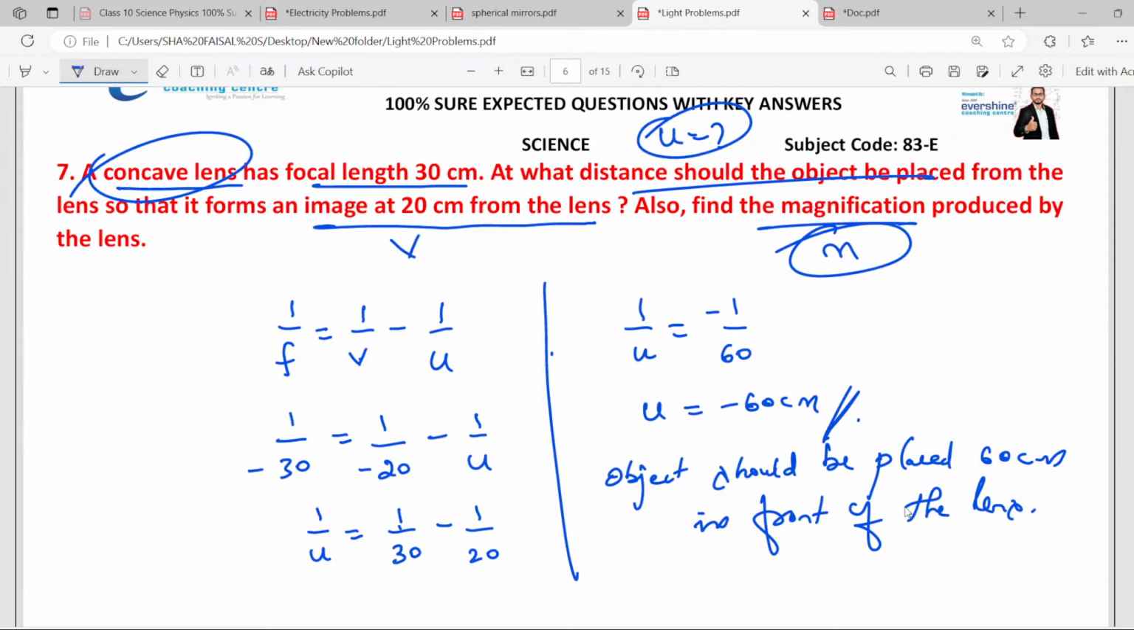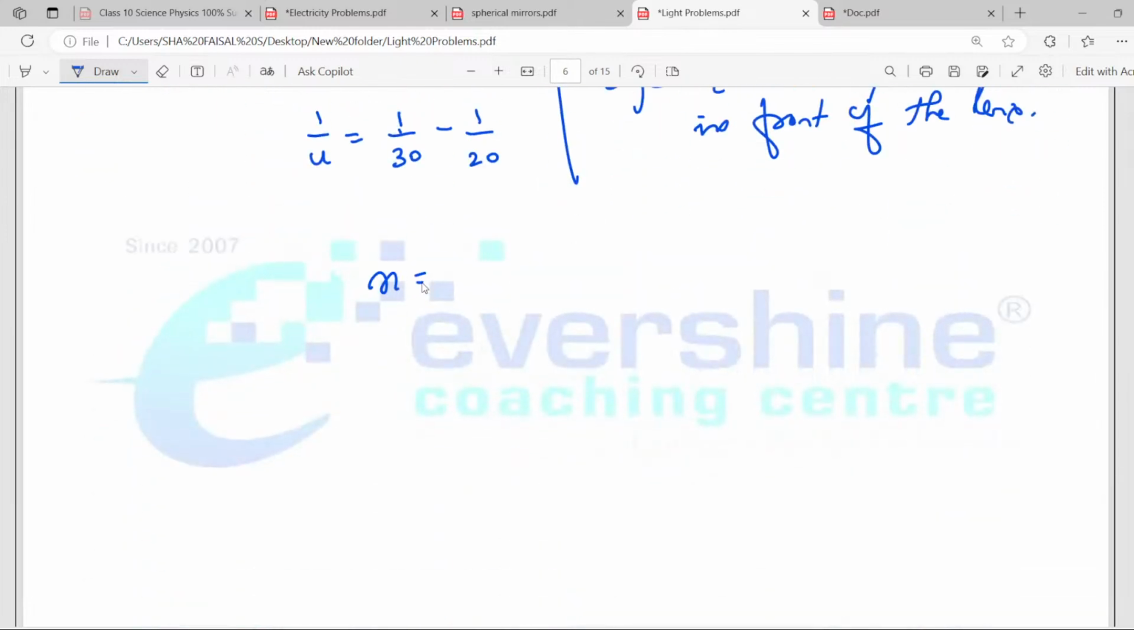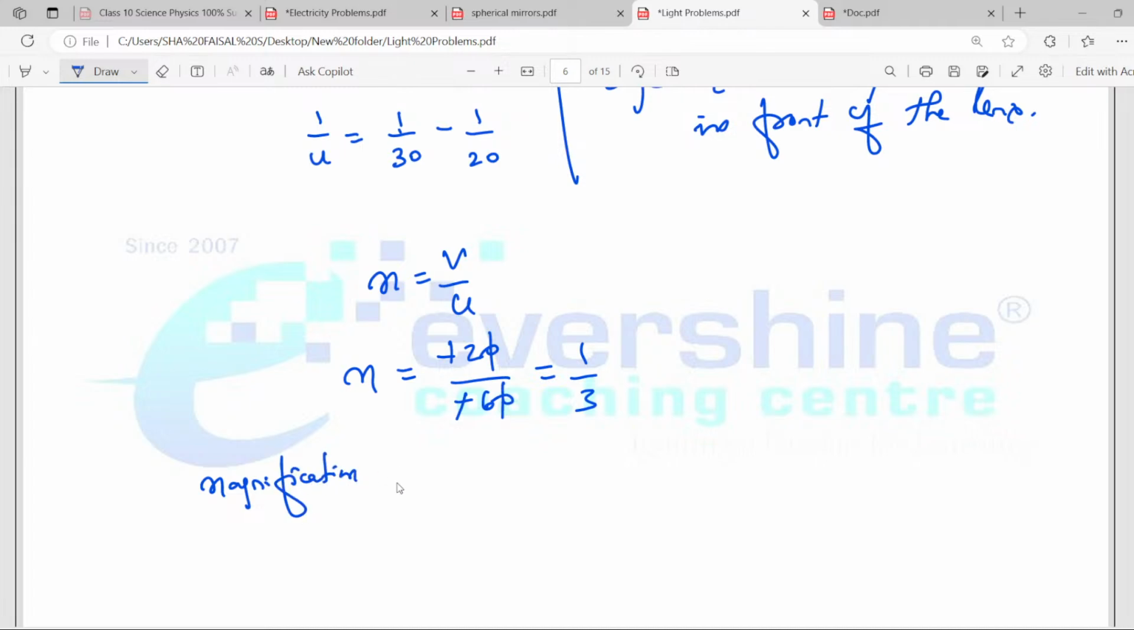And also they are asking us to calculate the magnification, that is the value of M. We know that M is equal to V by U. So what is V? Minus 20. U is minus 60. The zeros get cancelled. 2 ones are 2, 3 threes are... the answer is 1 by 3. So what do you mean by 1 by 3? You should write the comment like this. Magnification is 1 by 3.